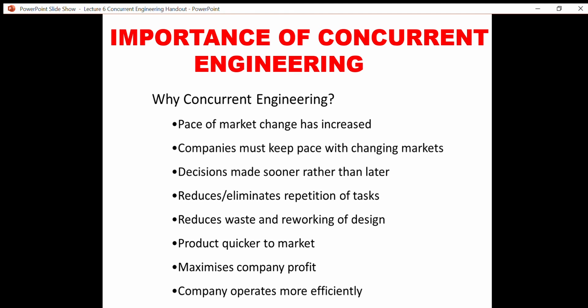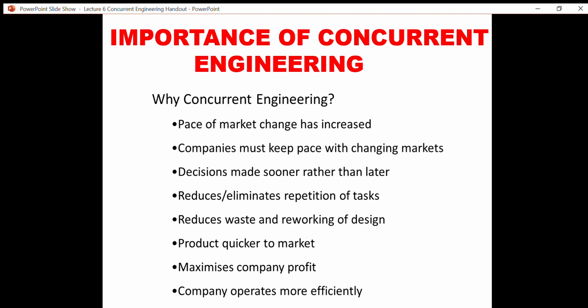So the importance of concurrent engineering is that the pace of market change has increased, so they need to do this very fast. When we involve everyone inside, they can make the job more speedy. So companies must keep pace with the changing market, to catch up with the new trend, new development, and decisions are made sooner rather than later.